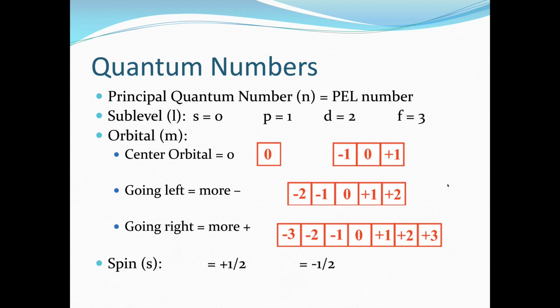And finally, spin. The up arrow is +1/2, and the down arrow is -1/2. So if we have a third energy level electron in the p sublevel, and it's the orbital to the left of center, down arrow, that will have a different quantum number than the first energy level, S sublevel, center orbital, up arrow. Every electron will have its own unique 4-digit code.